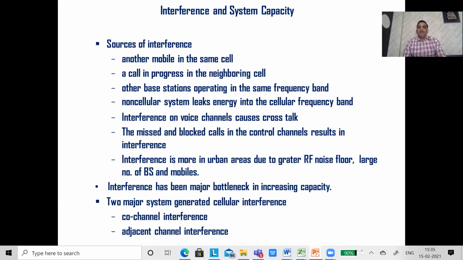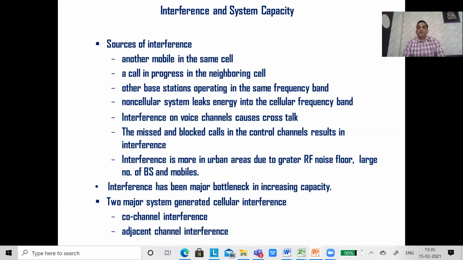To understand this, what are the different sources of interference that we should know? The very first source is another mobile in the same cell. A call in progress in the neighboring cell is also one kind of interference. Another base station operating in the same frequency band is also interference. A non-cellular system leaking energy into the cellular frequency band is also interference to the cellular system.